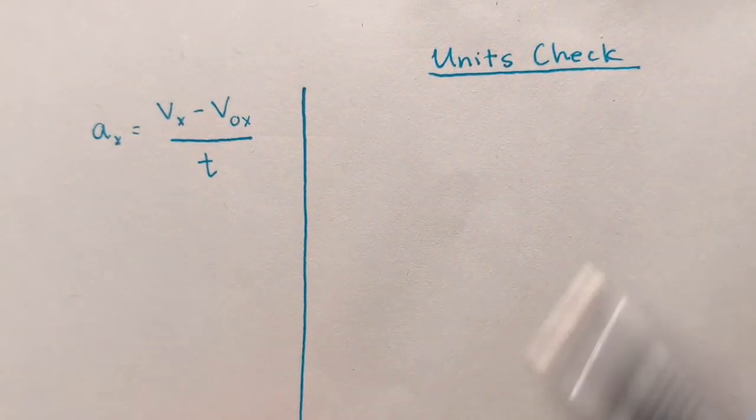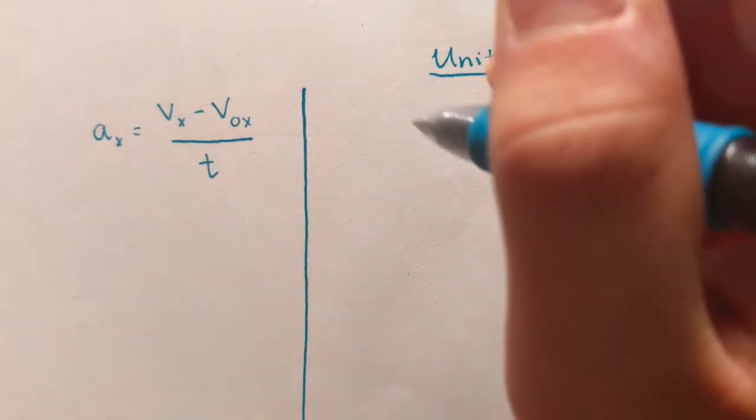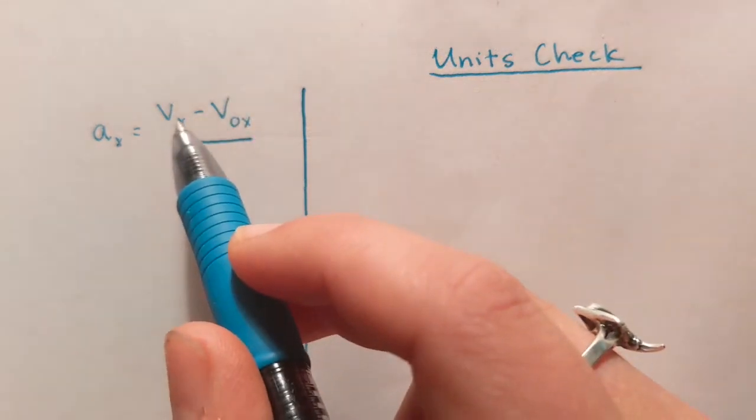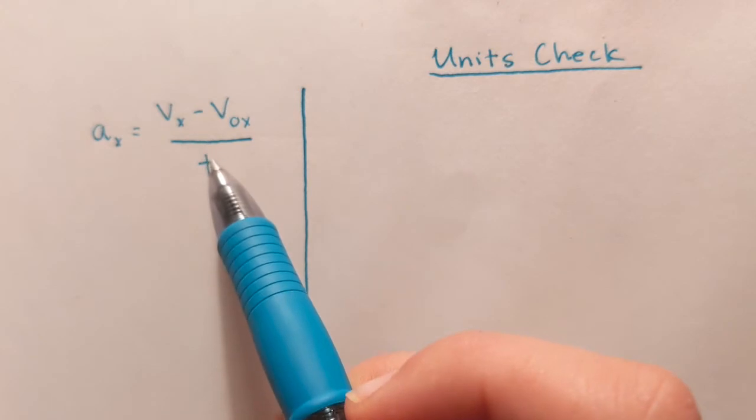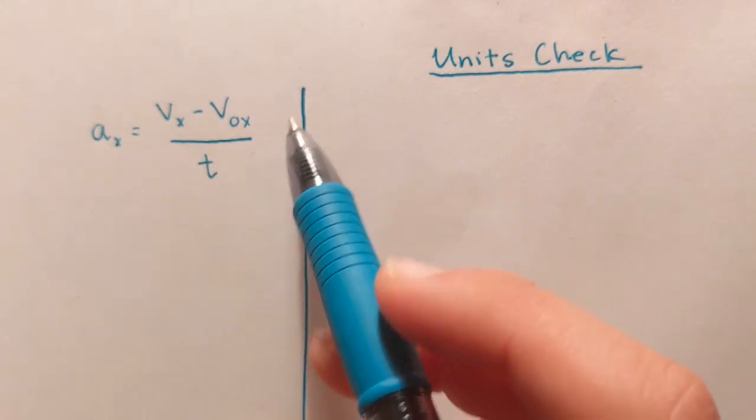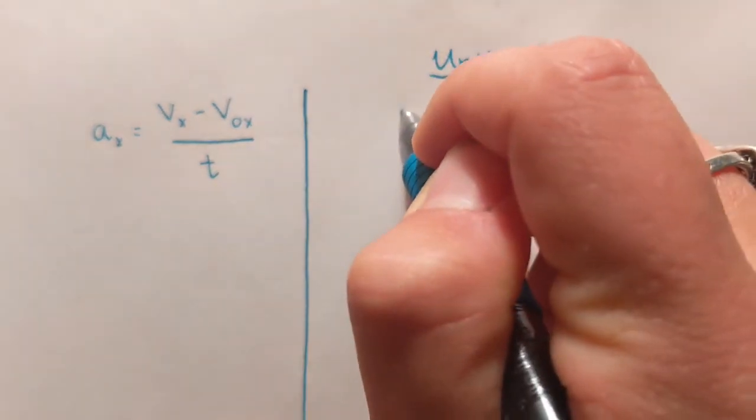So for each variable, I'm going to plug in the units that quantity is measured in. Alright, so Vx, right? Vx is a speed. Speed is measured in meters per second. So meters per second.